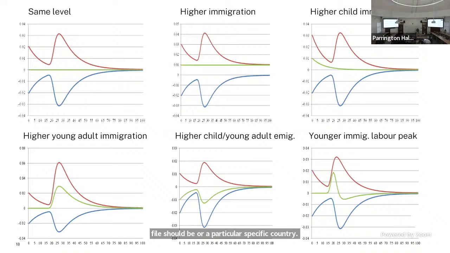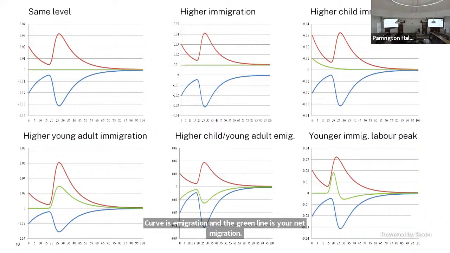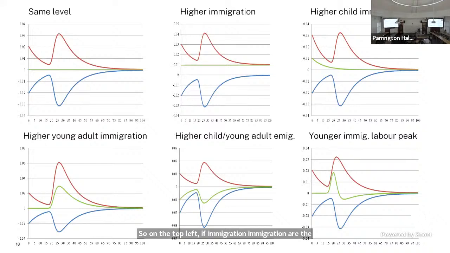And this is just to show you an example of how net migration can change by age for different situations. The red line on top is immigration. The blue line curve is emigration, and the green line is your net migration. On the top left, if immigration and emigration are the same across ages, your net migration is 0 and flat.